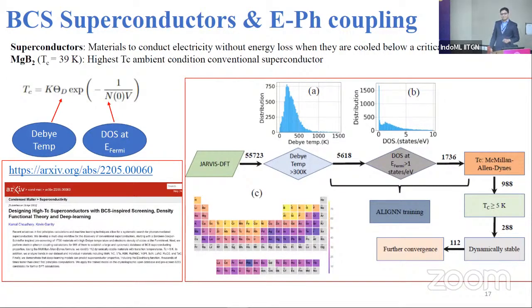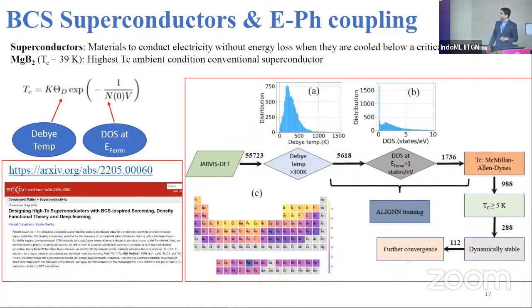So we tried: why can't we use machine learning to tackle this problem? First of all, we need data. So we took the JARVIS DFT data. I'm not going into the details of this, but it's very difficult to calculate the superconducting temperature of materials. So we used something called the Debye model, the density of states model, and the McMillan-Allen-Dynes formula, which for each material with 100 cores takes about 5 days of calculations just to calculate for one material. It's very expensive.